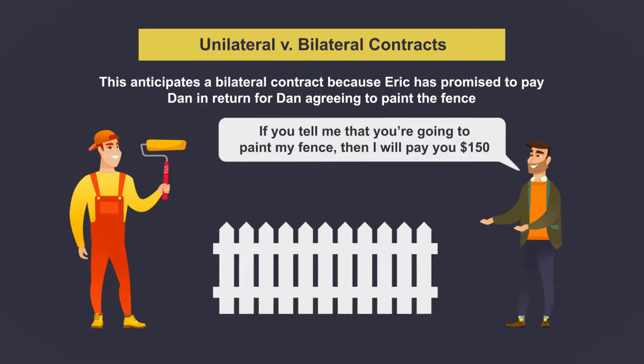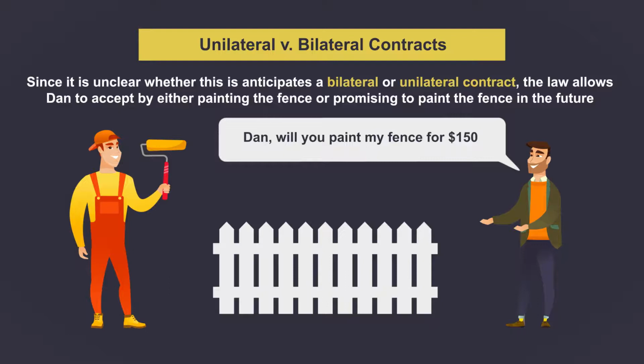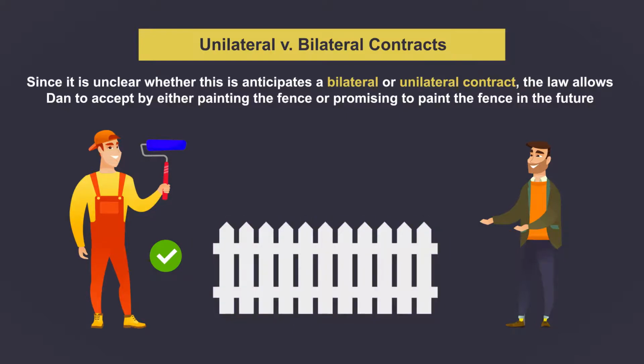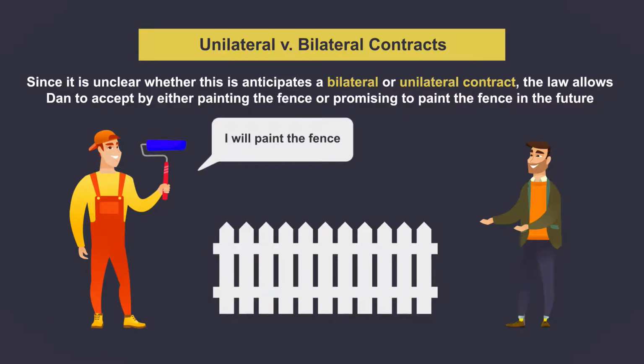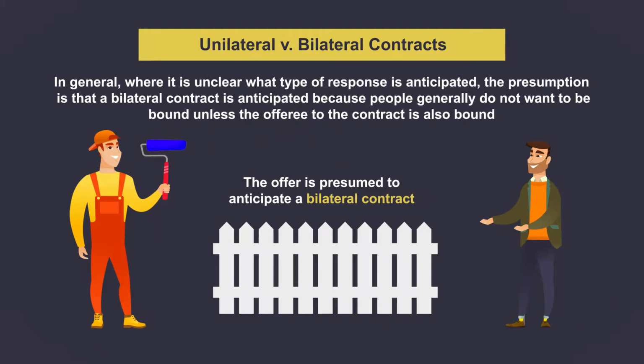In the real world, Eric will probably just say, "Dan, will you paint my fence for $150?" Since it's unclear whether this anticipates a bilateral or unilateral contract, the law allows Dan to accept it by either painting the fence or promising to paint the fence in the future. In order to accept, Dan must either just start painting the fence or tell Eric that he will paint the fence. In such a case, the offer is presumed to anticipate a bilateral contract. In general, where it's unclear what type of response is anticipated, the presumption is that a bilateral contract is anticipated, because people generally don't want to be bound unless the offeree to the contract is also bound.